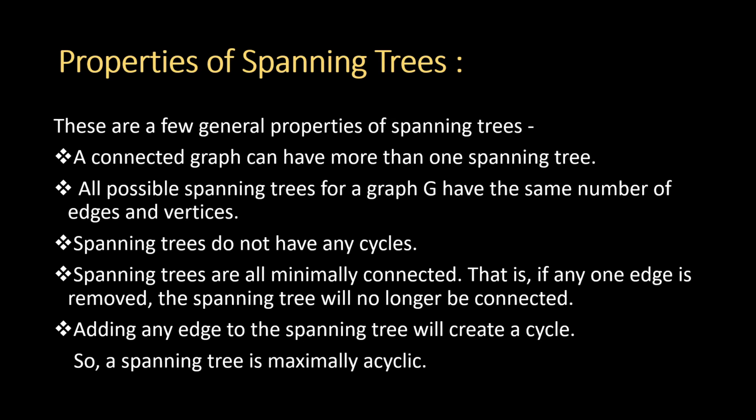Properties of spanning trees. A connected graph can have more than one spanning tree. All possible spanning trees for a graph G have the same number of edges and vertices. Spanning trees do not have any cycles. Spanning trees are all minimally connected. That is, if any one edge is removed, the spanning tree will no longer be connected. Adding any edge to the spanning tree will create a cycle, so a spanning tree is maximally acyclic.